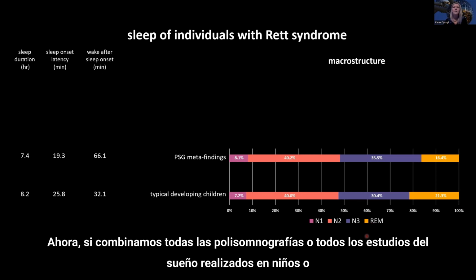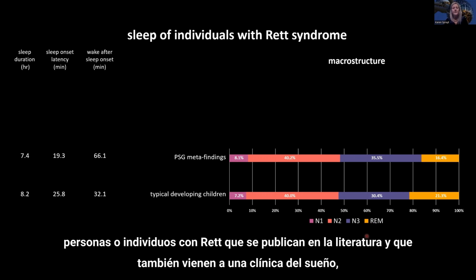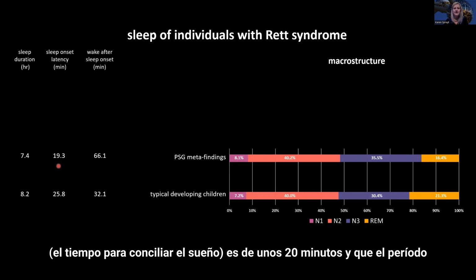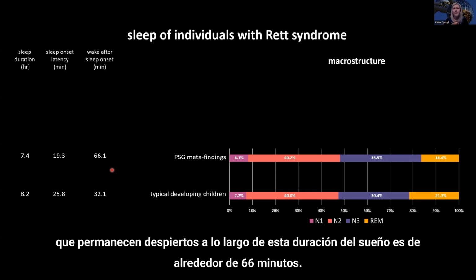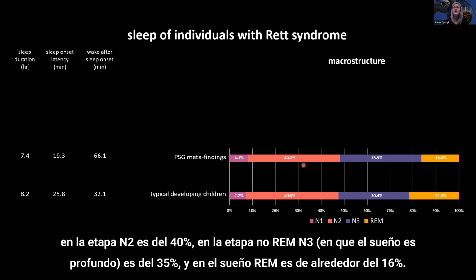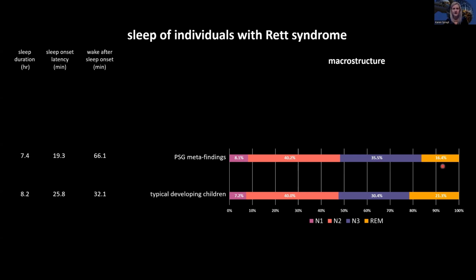Now, if we combine all the polysomnography or all the sleep studies done in individuals with Rett syndrome that are published in literature, and who also come to a sleep clinic, you see that they sleep about 7 hours, that the sleep onset latency, so the time to fall asleep, is about 20 minutes, and that they stay awake throughout this sleep duration around 66 minutes. You can also see here that the percentage in stage N1 is 8%, in stage 2 is 40%, in the non-REM stage 3, so the deep sleep, it's 35%, and in the REM sleep, it's about 60%.